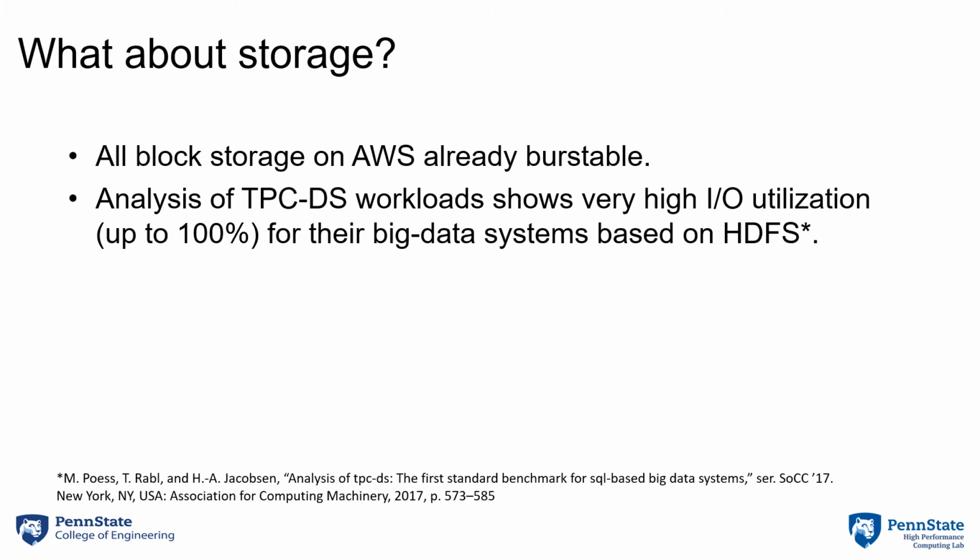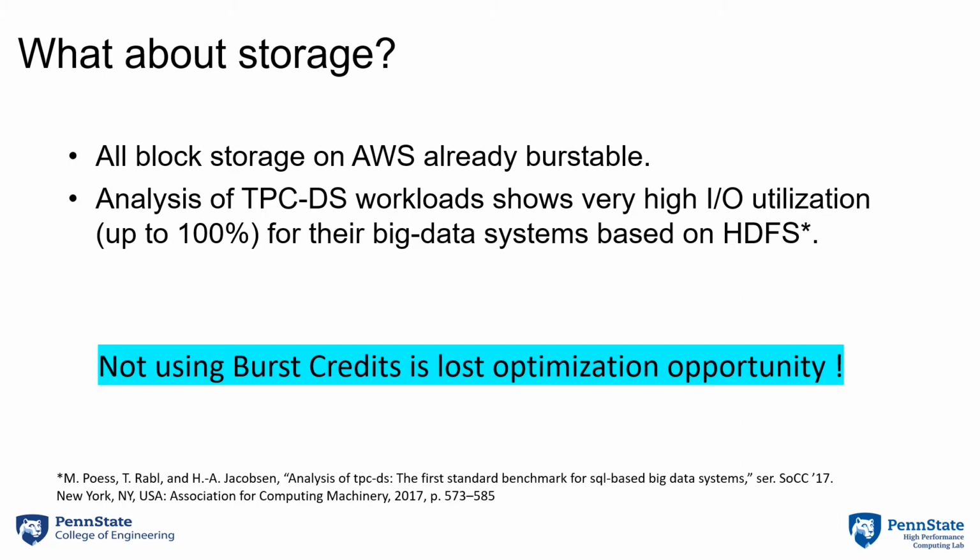Let's talk about storage based burstable resources. We know that all elastic block storage in Amazon is already burstable. Hence, tenants who choose to use block-based storage for their services do not have a choice of not using burstable resources. We also know that analysis done on the TPC-DS workload showed very high IO utilization, of up to 100% on HDFS. Hence, not using burst credits for storage is a lost optimization opportunity. Tenants can use burst credits to accelerate their workloads and reduce job completion time.